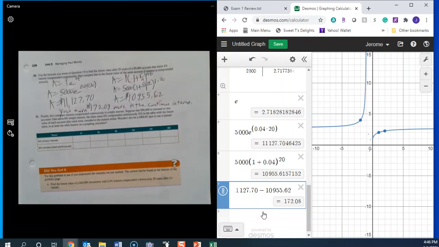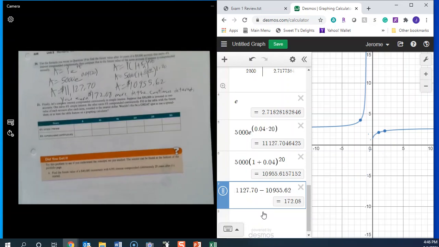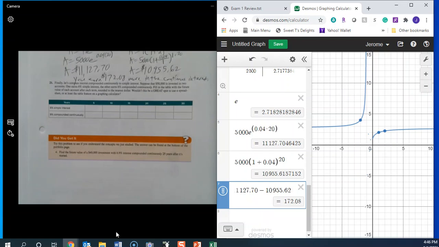Now 21 we really don't have to do. If you want to do this on your own, that's fine, but we don't necessarily have to do problem 21. Now we are done for today as far as these problems are concerned for 3.1 and 3.2. Did you all have any questions?